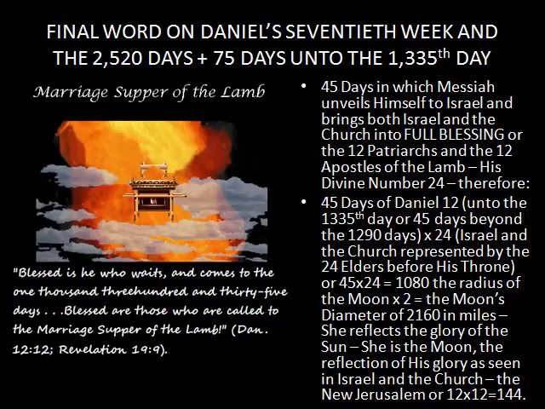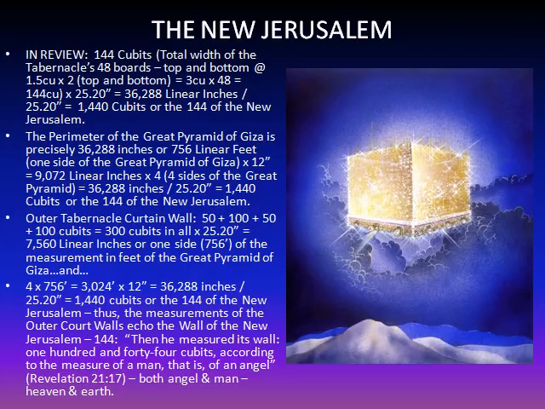She reflects the glory of the sun. She is the moon beneath her feet, the reflection of his glory as seen in Israel and the church, the New Jerusalem, or 12 times 12 is equal to 144, the number of the New Jerusalem. The New Jerusalem.